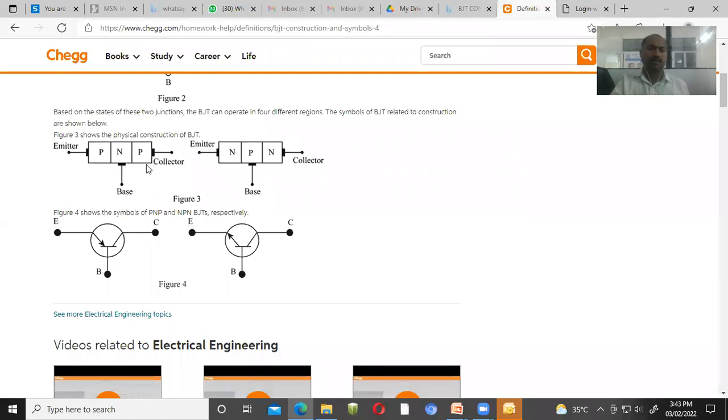See, we know that there are two types of transistor, PNP and NPN. We have been discussing the NPN type of transistor, right? So NPN indicates that.